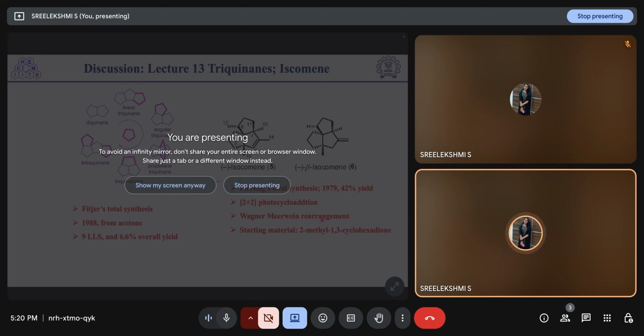Now, in Fitjer's total synthesis, there was also utilization of this Wagner-Meerwein type rearrangement, and the starting material was acetone. The key reactions were, as we said earlier, the 2+2 photocycloaddition and acid catalyzed Wagner-Meerwein type rearrangement. It took 9 longest linear steps and 6.6 percent overall yield, and the synthesis was completed in the year 1988.